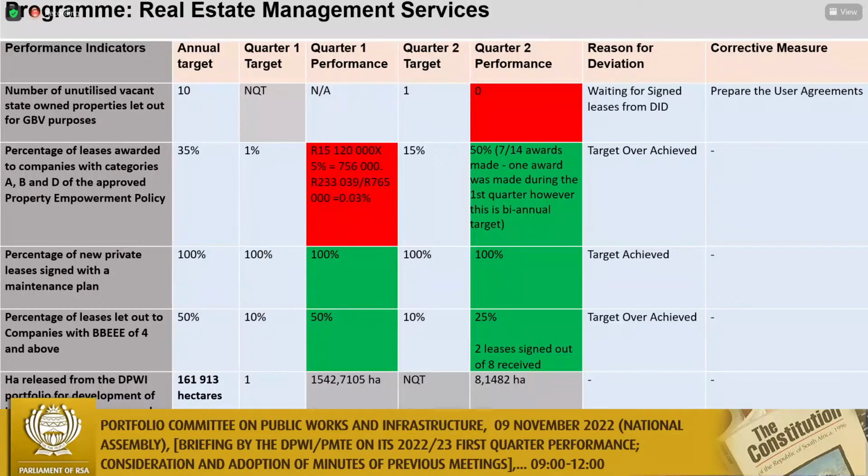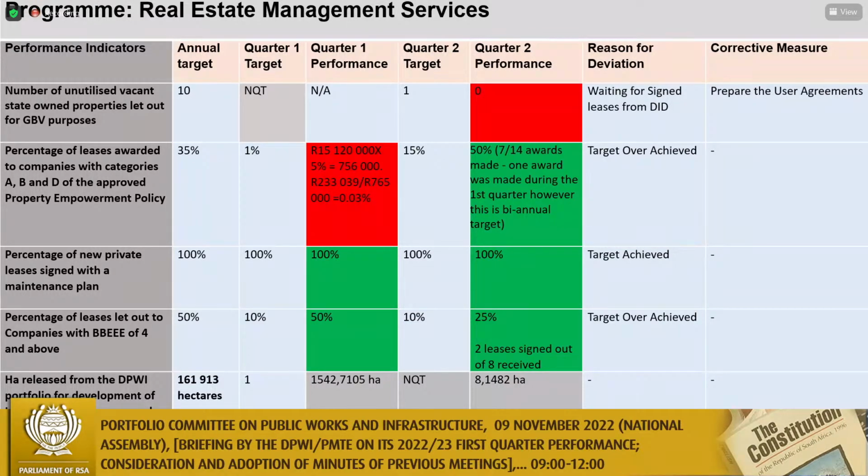And then in terms of private leases signed with maintenance, I think this one is the regulatory aspect in the department to say no lease agreement will be entered into without an improvement. This also touches on the issues of the client dissatisfaction from some of these properties where they find that the properties are not. So we are now embedding that into the policies to ensure that every lease that we conclude has a maintenance aspect of it, to try and also support and also provide proper services to our client departments.